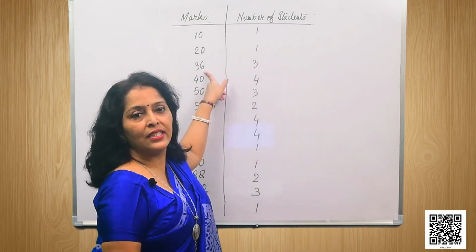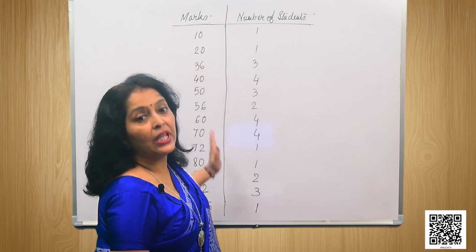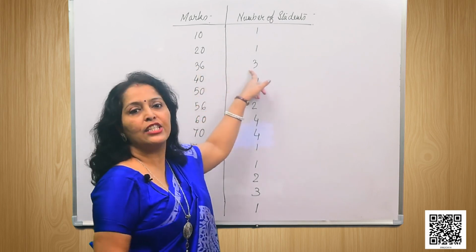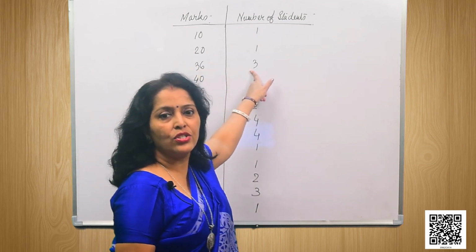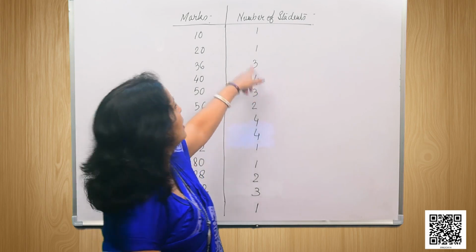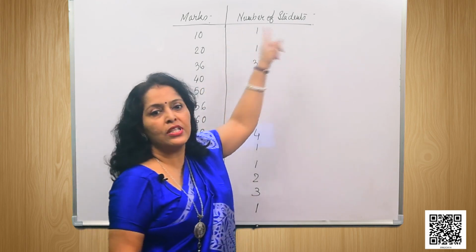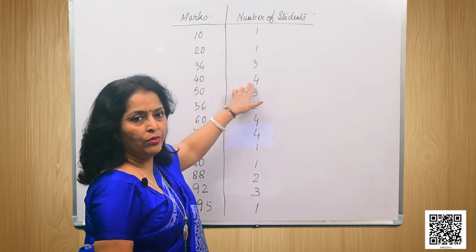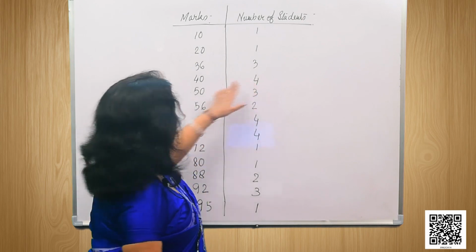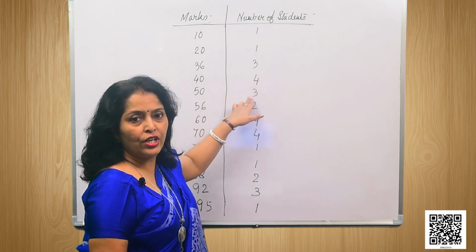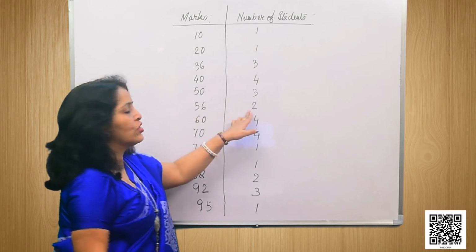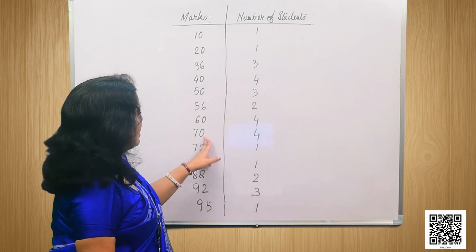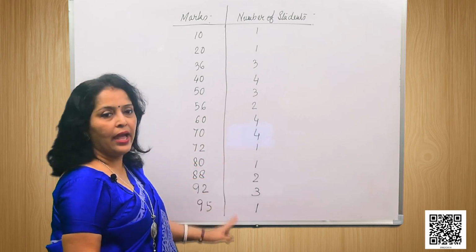Next, we have written all of them in ascending form. Next number 36, which was achieved by 3 students in the class. So I have written 3 here, since this column is for the number of students achieving those marks. Similarly for 40, 4 children got 40, then 50, 3 children got 50, then 56, 2 of them got it, then 60, 4 children, 74, 72, 1 and so on.